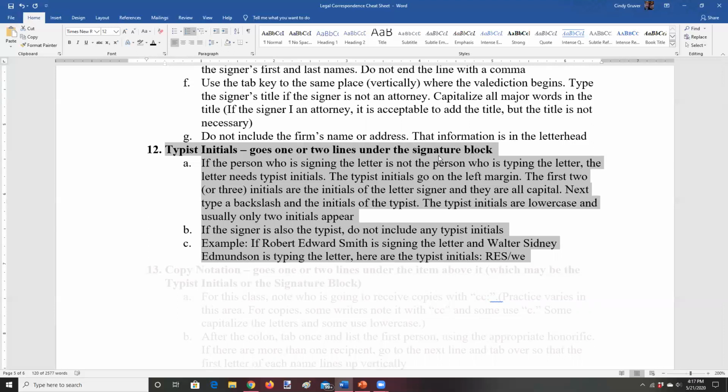But let's say you're preparing the letter for the attorney's signature. In that situation, you do need typist initials. So what you do is start with the signer's initials. You're going to use his or her initials. They might be 2 initials, they might be 3 initials, just whatever he or she commonly uses. And you're going to capitalize those initials. So here we have Robert Edward Smith. That's our signer. So you could do RES or RS. I would probably use the version that you're using in the signature block.